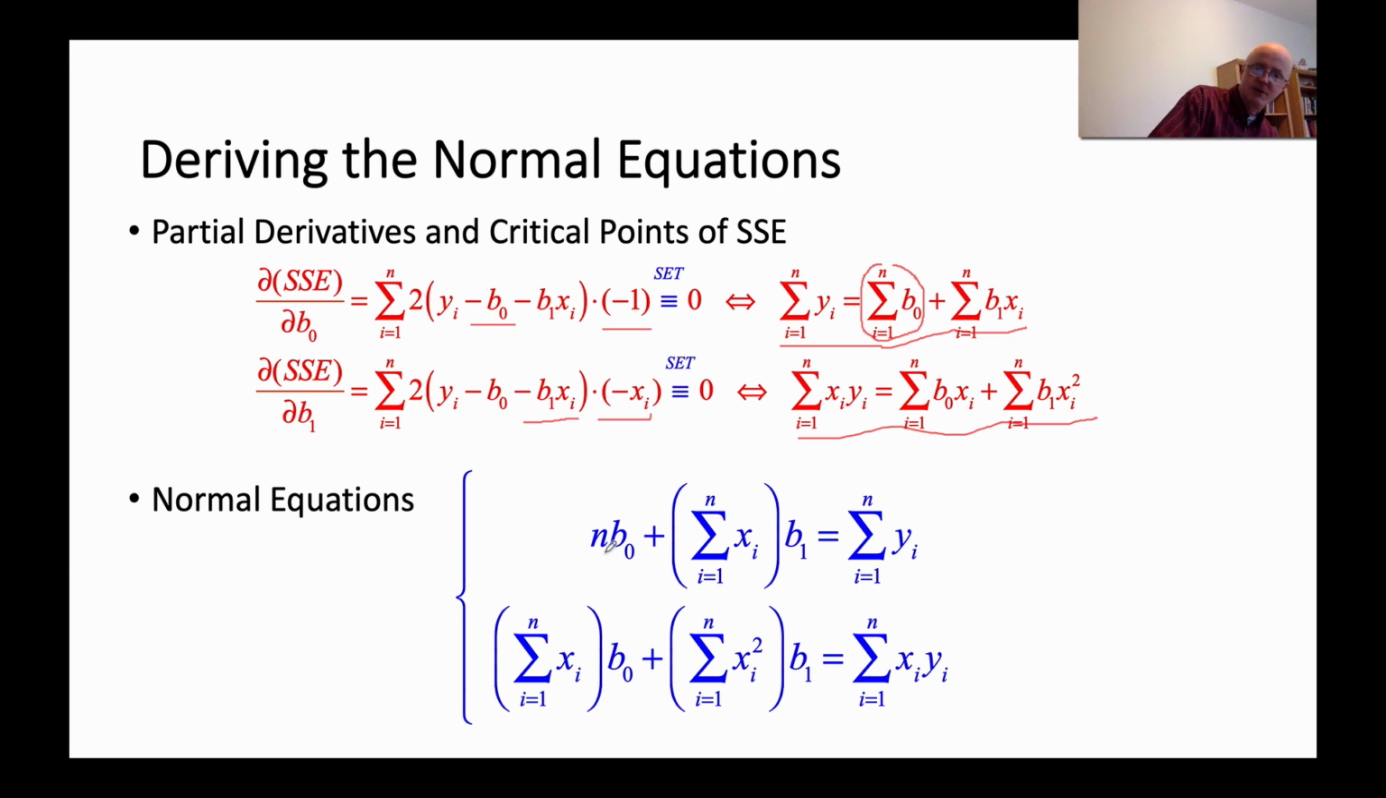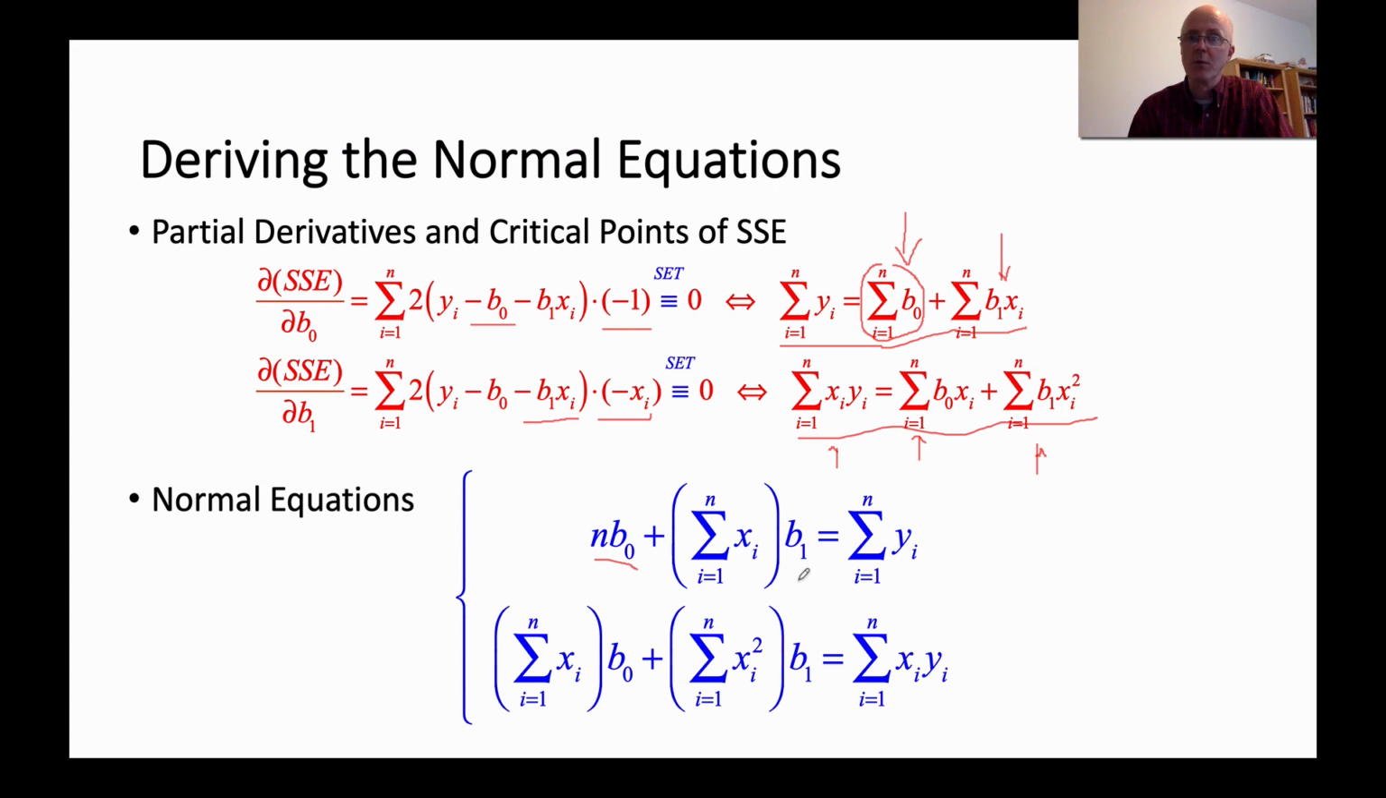So the n times b0 right there comes from this term right there. You've got b1 times, in parentheses, the sum of the x_i's. That comes from this term right there. And on the other side, you got the sum of the y_i's. Down here, you got the b0 factored out of this one to look like this. That comes from that term right there. This one, you factor out the b1, and you're left with the sum of the x_i squareds. That comes from this term. And finally, on the right side, this thing right here comes from this one right here. Okay, so it's just a rearranging of this system of equations and simplifying a little bit.